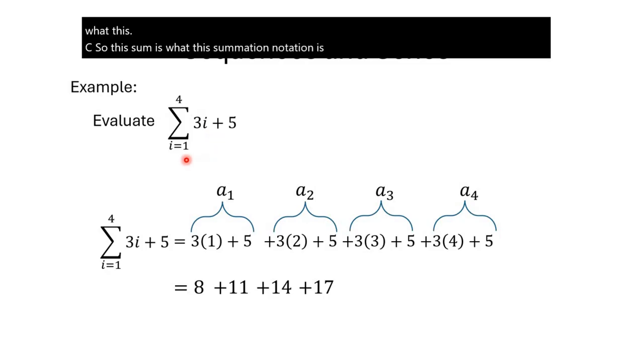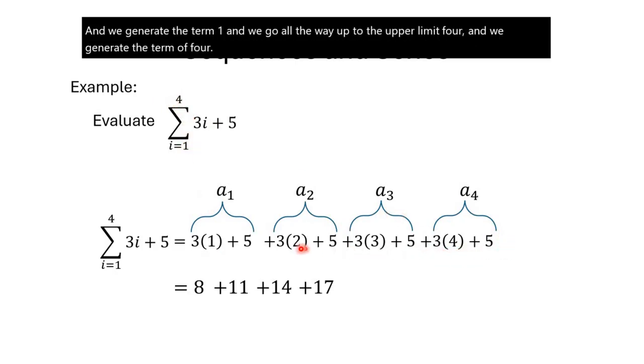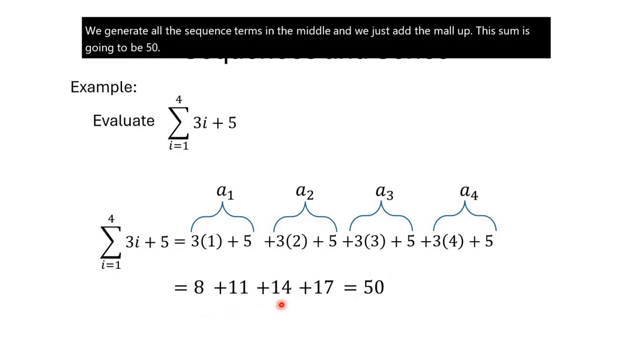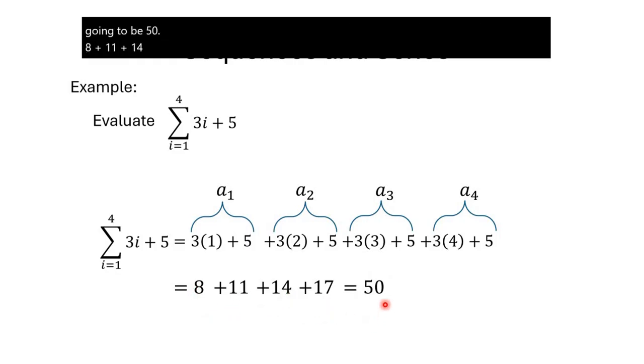We start with the lower limit 1, and we generate the term 1, and we go all the way up to the upper limit 4, and we generate the term of 4. We generate all the sequence terms in the middle, and we just add them all up. This sum is going to be 50. 8 plus 11 plus 14 plus 17 is just 50. So that's how you evaluate summation notation.